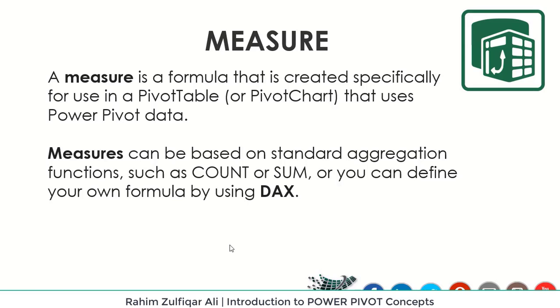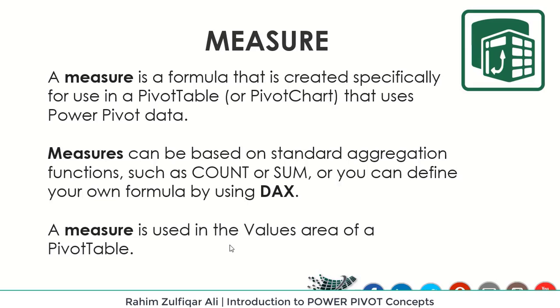So if we want to calculate the month to date balance, quarter to date balance, year to date balance, or any other kind of custom function, we can use DAX. Okay, so a measure is used in the values area of a pivot table. When you create measures in the Power Pivot, you have to drag all these measures into the values area. Why? Because it contains numbers.